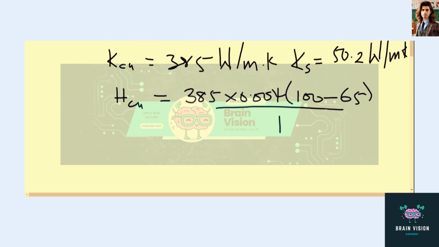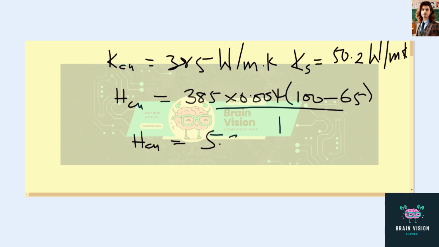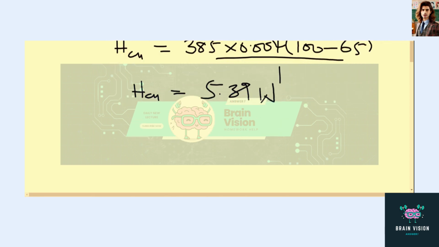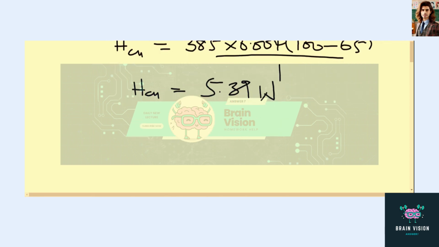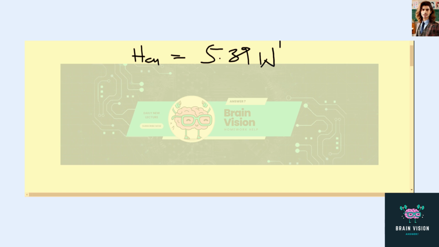At the end of the day, we have H subscript Cu is equal to 5.39 watts. So this is the heat current that is associated with both rods at the junction. Now the B part says that we should calculate the length of this steel.